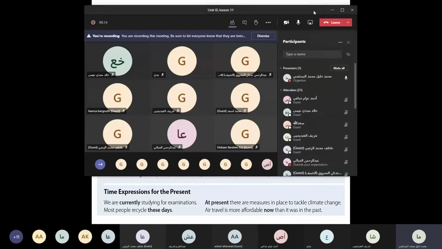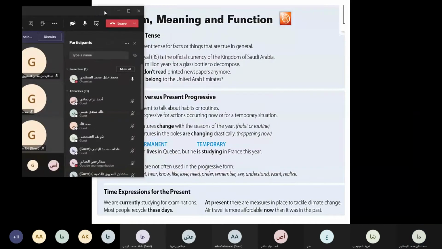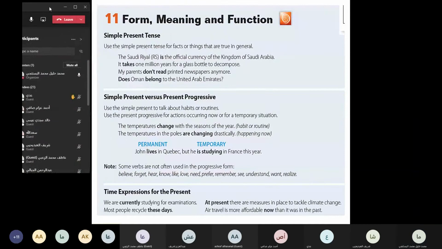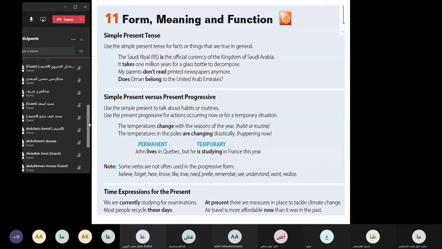Who can read the first example? Uday, read the first one, please. The Saudi Riyal (SAR) is the official currency of the Kingdom of Saudi Arabia. That's true. Yes, this is a fact. It is true. The Saudi Riyal is the official currency of the Kingdom of Saudi Arabia.